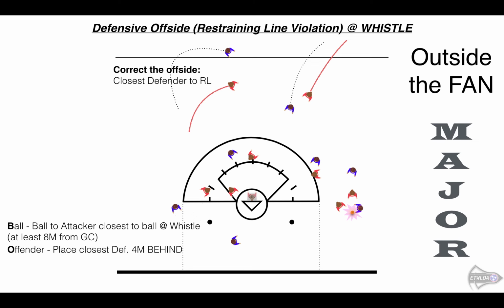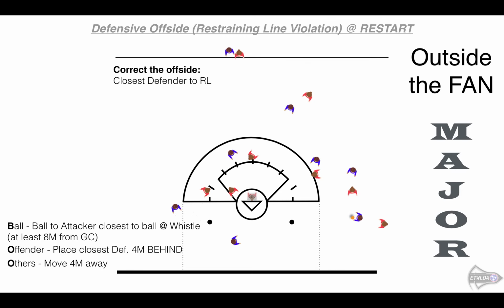The offender, in this case, will be the defender closest to the ball at the time the foul was whistled. We'll place them 4 meters behind, and others will move 4 meters away from the free position as necessary. Prior to restart, this is how the free position setup for defensive offsides outside the fan will look prior to the lead restarting play with their whistle.